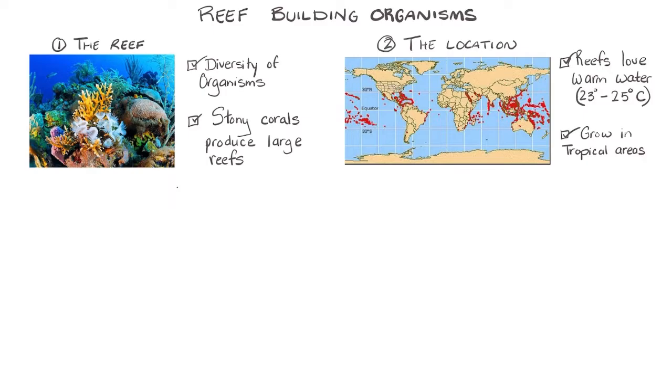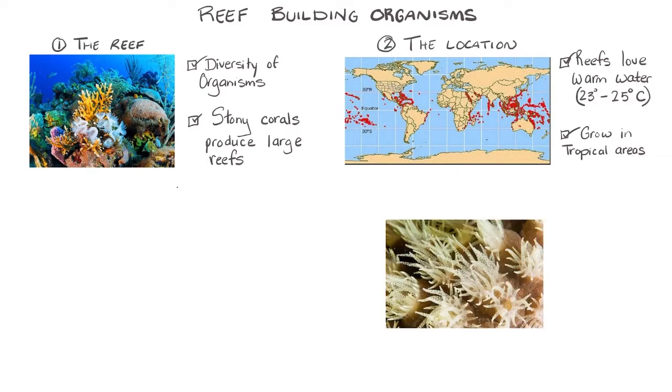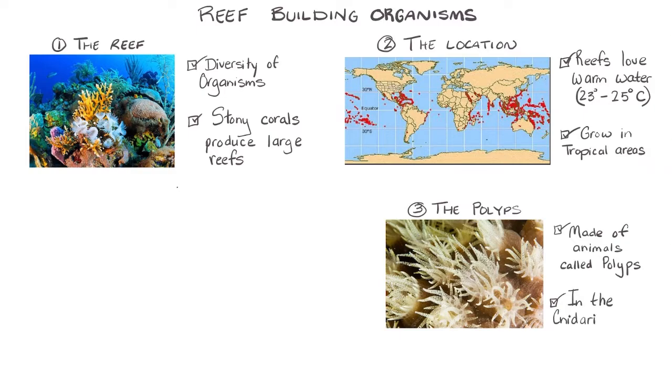But what are coral reefs? Are they plants? Are they animals? If you take a close look at any reef, you'll notice that there's a large colony of animals called coral polyps. These coral polyps are a part of the phylum that's called Cnidaria. In the Cnidaria phylum, you'll also find sea anemones and the jellyfish.